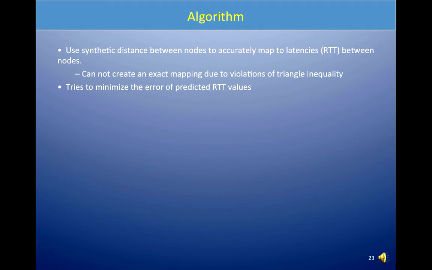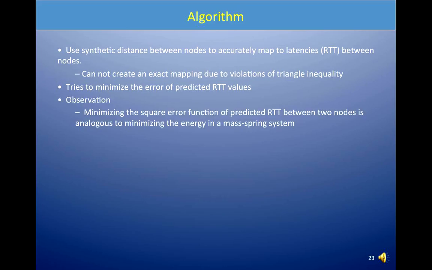In order to minimize this error, the author chooses a particular formula which applies to a real life system, which is a spring system. So we know that the energy stored in any spring system is equivalent to some constant times the square of the displacement, right? In the way that we are talking about, if we can move the nodes in such a way that distances map to the RTT, it is the same thing as moving each spring so that we minimize the energy in the whole spring system.